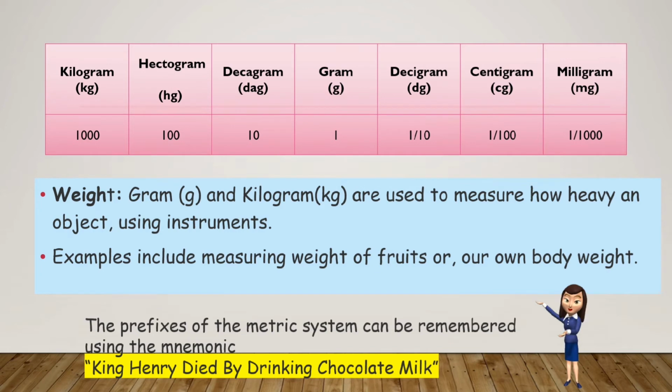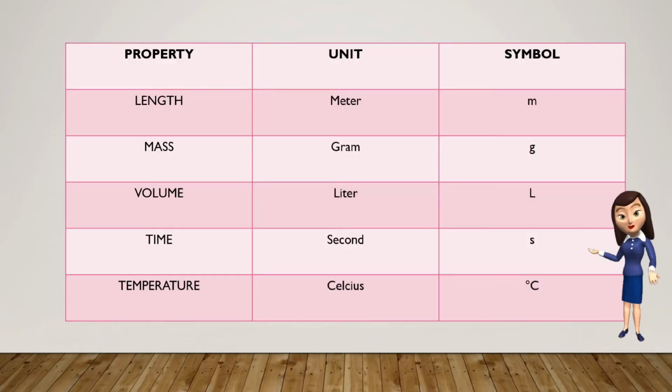To remember the prefixes of the metric system, there is a mnemonic: King Henry Died By Drinking Chocolate Milk. We also have time, whose unit is second and symbol is a small letter s, and temperature, whose unit is Celsius and symbol is degrees Celsius.